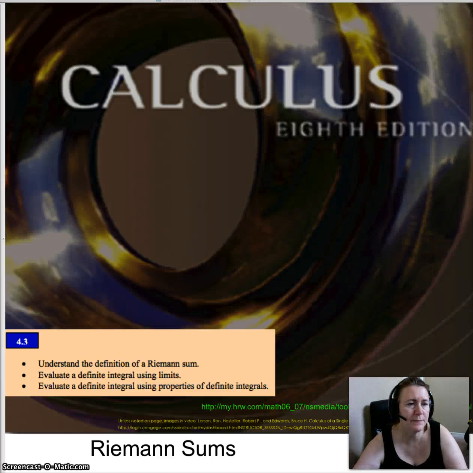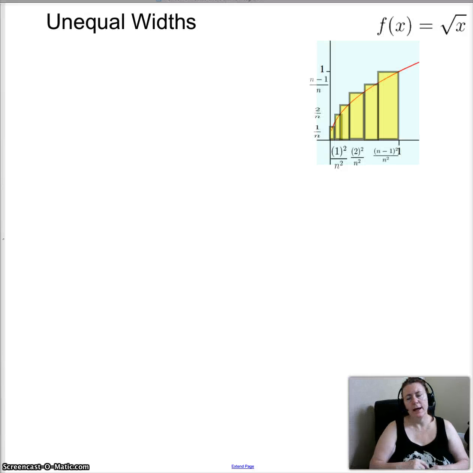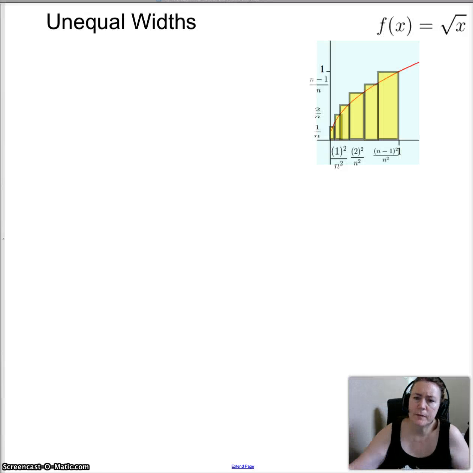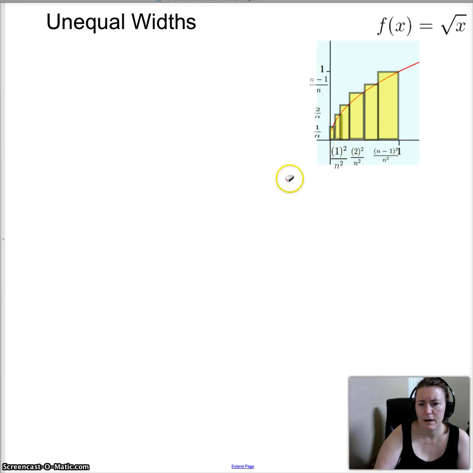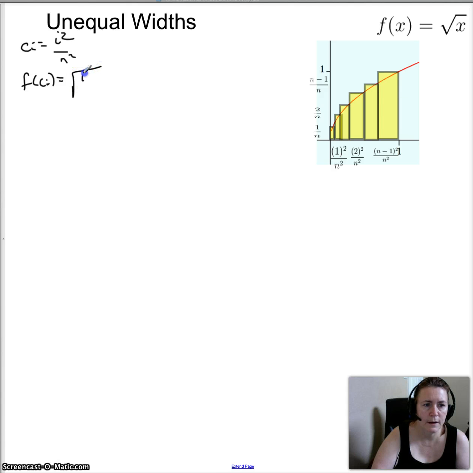Now let's do some Riemann sums. Before we get to the definition of Riemann sums, let's look at finding the area when we're not taking equal partitions. In this case, I want to take partitions of i squared over n squared. So if my c sub i is i squared over n squared, then my f of c sub i is going to be the square root of i squared over n squared. And this is all positive, so let's just take that as i over n.